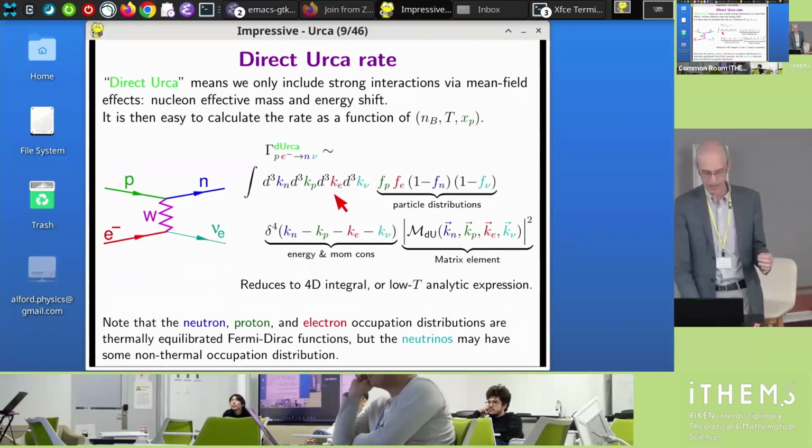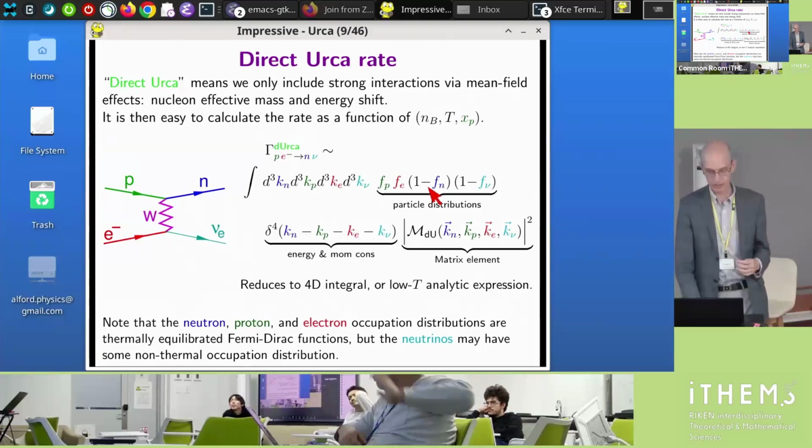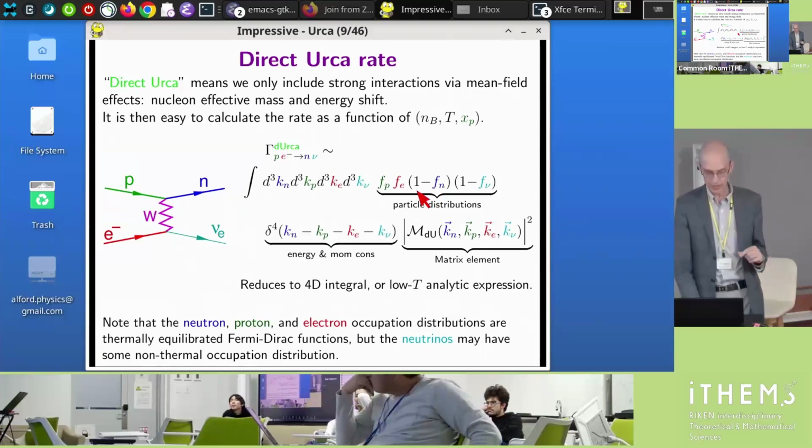And you integrate over all outgoing neutron and neutrino momenta, with Fermi-Dirac functions here telling you what's the probability there's a hole, an unoccupied state available to receive that final state particle. So, okay, that's all there is to it. It's this momentum integral with Fermi-Dirac functions to tell you how many available particles or holes there are, energy conservation, and a matrix element. And you just need to do this integral over all these momenta.